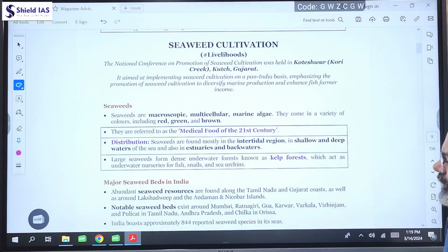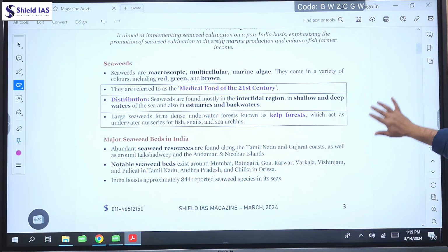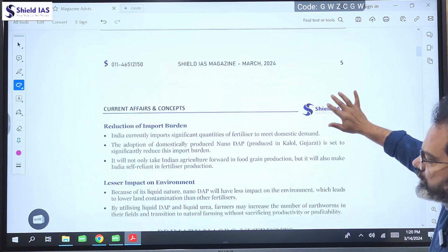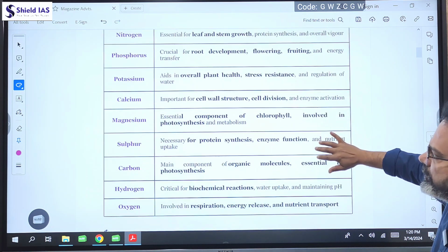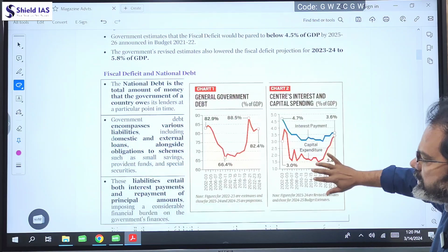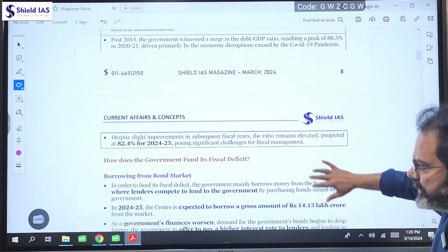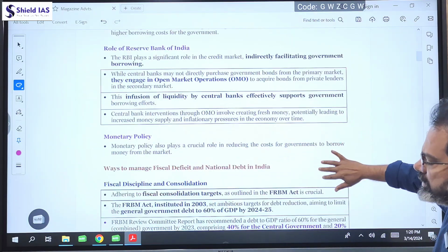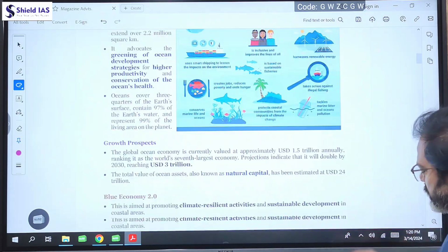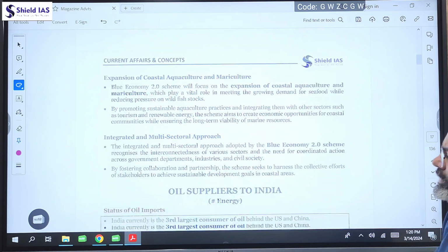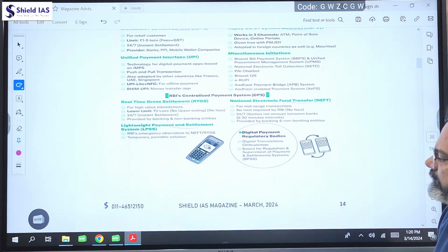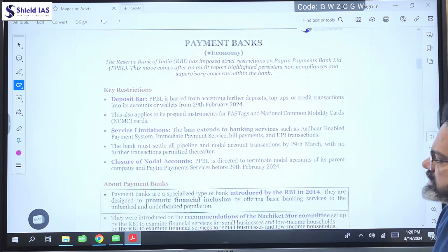So the economy is covered in detail. Let's talk about the rest of the things. Let's see the next section. Now, proper tables, proper explanations so that you can directly use them, and the most important images if they are required. Blue economy, payment banks.